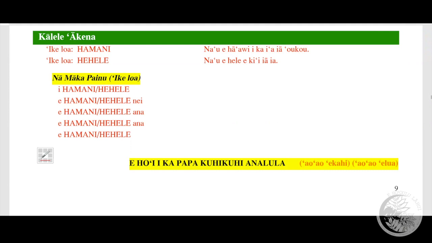Aloha. Well, let's look at another form or pepeke that's commonly used in Hawaiian language. It's called the Kālele ʻākena. And the first thing is to break down the meaning of the word.